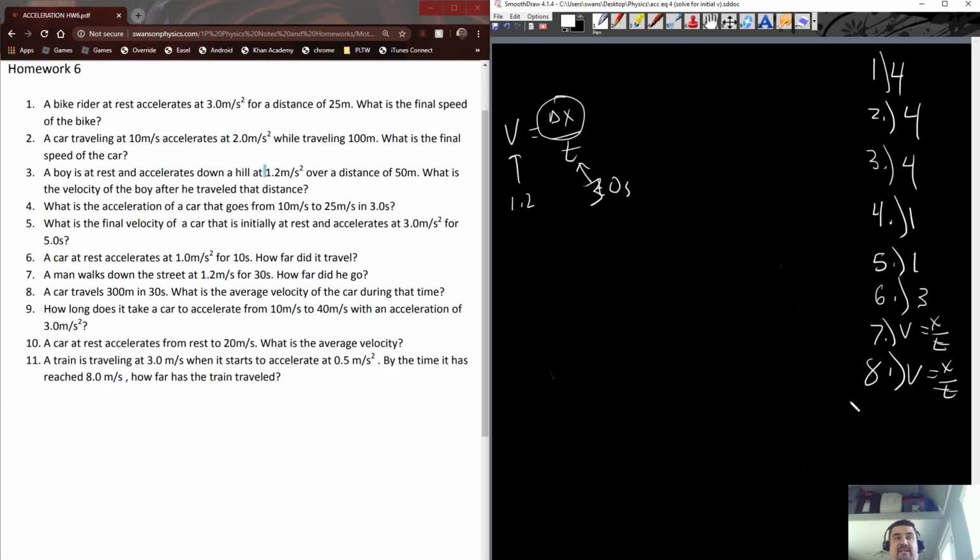It didn't change speeds. Read it again. It does not change speeds. It doesn't accelerate, doesn't slow down, doesn't speed up. So you're just talking about a simple v equals x over t problem.